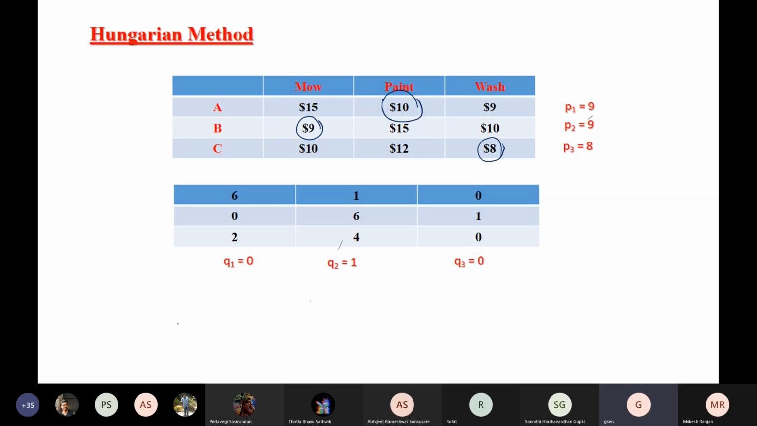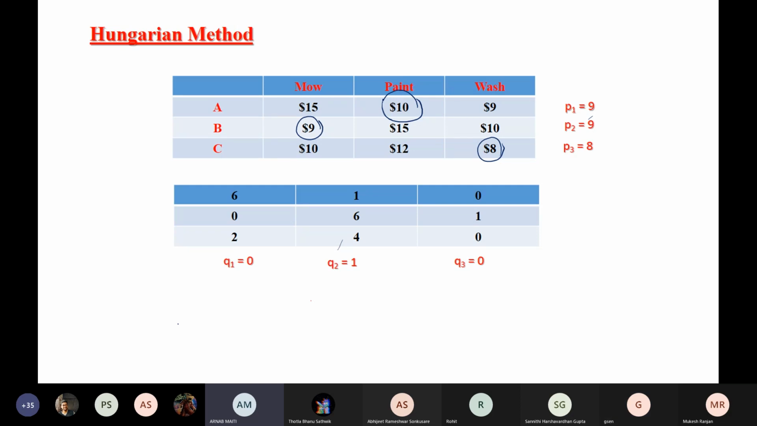Sir, if you see the row, then there should be at least nine. The minimum value will always be incurred, because one of the jobs will be assigned to A. So at least $9 will be incurred. That's why we remove it from the first row, like we subtract the value.